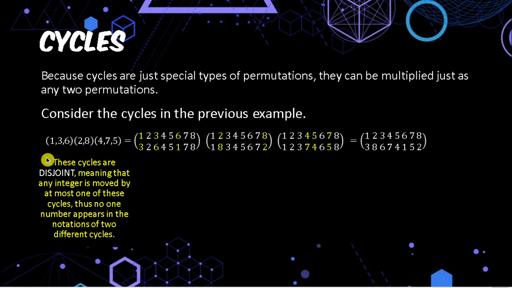These cycles are disjoint, another term, because if you look at it, one integer is only present in only one of the cycles. So, walang overlaps. Yun yung ibig sabihin ng disjoint. Any integer is moved by at most one of the cycles, thus no one number appears in the notations of two different cycles.